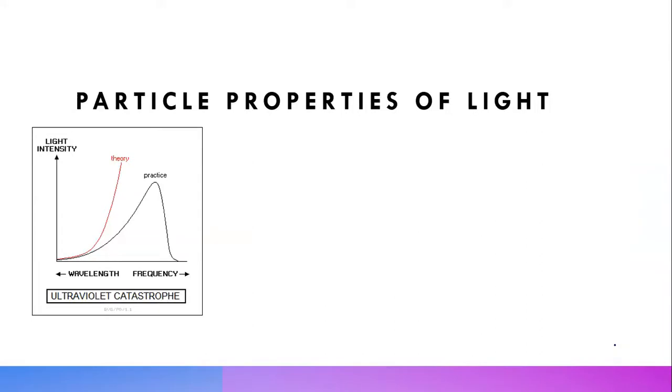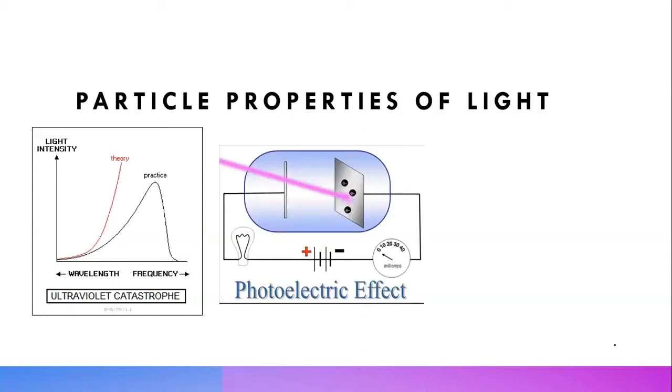However, some of the particle properties of light included the ultraviolet catastrophe. This led to Max Planck's quantum hypothesis that these waves did not build up, but in fact were in little tiny doses. It led to Einstein's discovery of the photoelectric effect, causing electrons. And we also have the Compton effect, the fact that waves, in fact, do obey the laws of conservation of momentum.